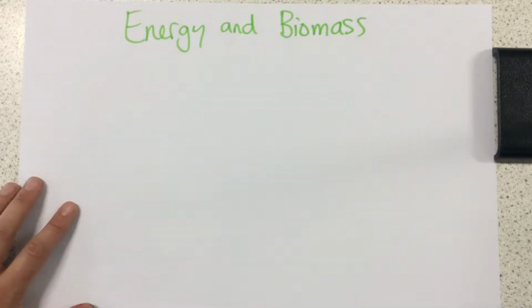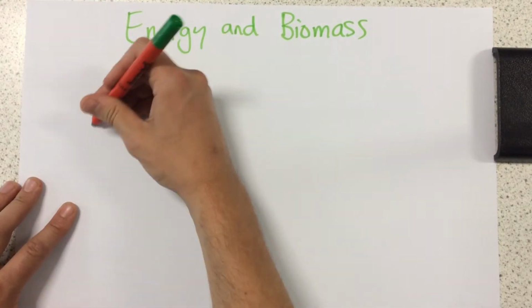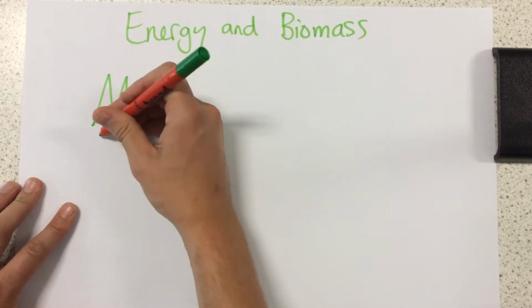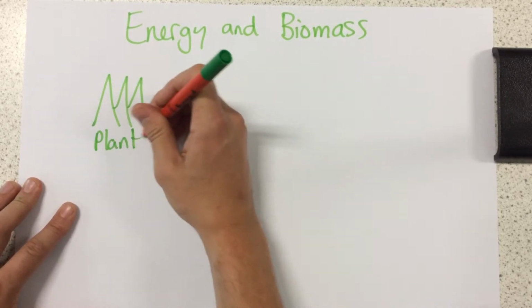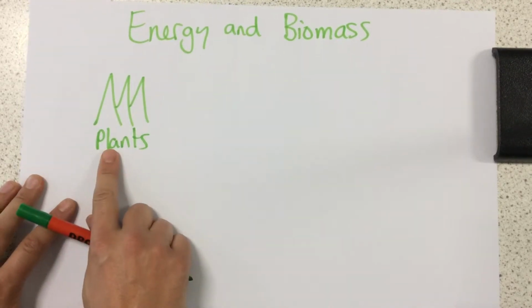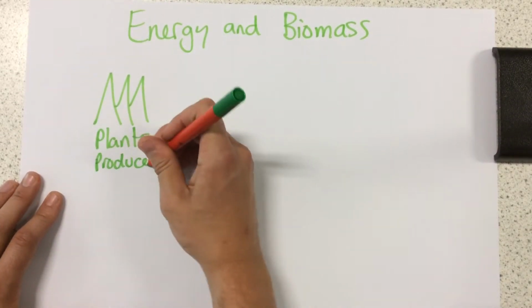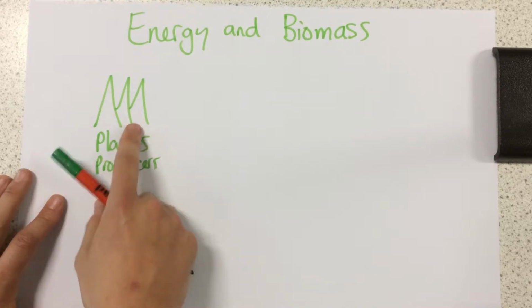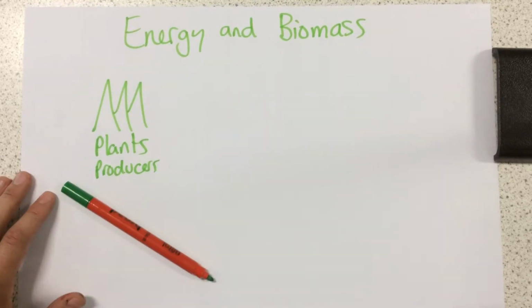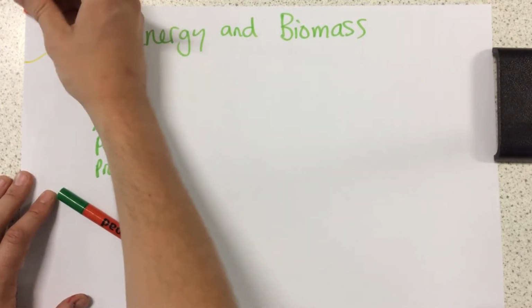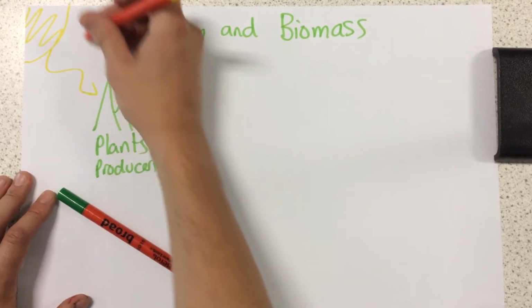Okay, today I'm going to talk to you about energy and biomass. I'm going to get started by talking to you about how energy is transferred through a food chain. So all food chains start with plants that are producers. This means that they can produce their own glucose. How do they do this? Well, they do this through the process of photosynthesis.